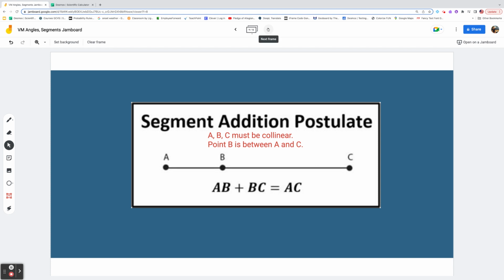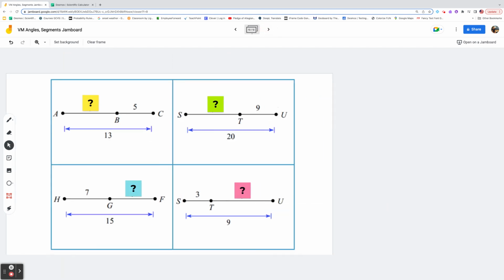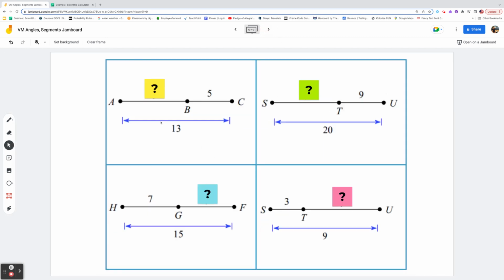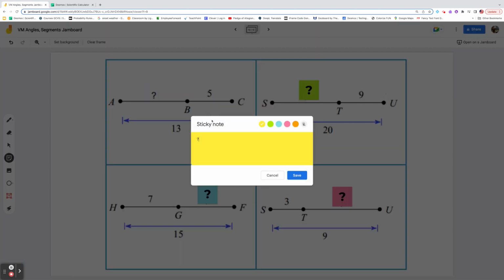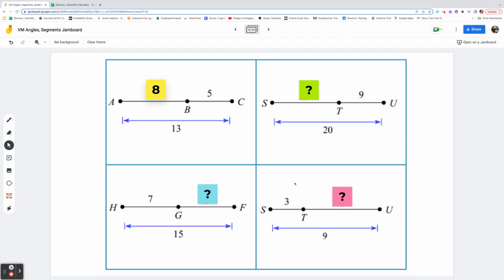let's move on to frame number 10 of your Jamboard. So here we have some numerical examples, and this part plus the 5 is equal to the 13. So this is going to be a subtraction problem, right? Or add on if you'd like. 5 plus what is 13? We can also think of it as 13 minus 5 equals 8.